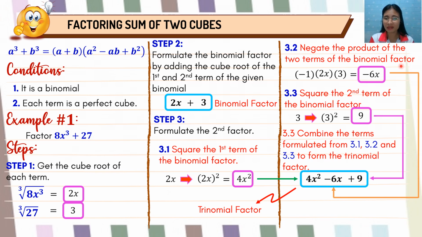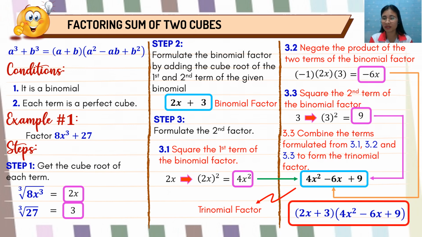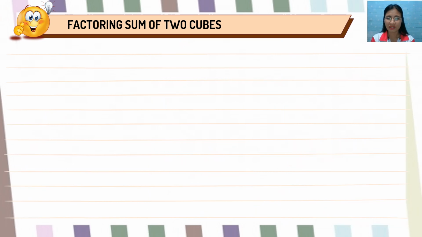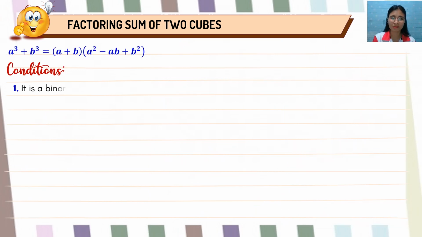So combining the binomial and the trinomial factor, we now have the factor of our expression 8x cubed plus 27, which is equal to the quantity of 2x plus 3 times the quantity of 4x squared minus 6x plus 9. Okay, so that is how we factor the sum of two cubes. So let's have another example to help you understand it better.